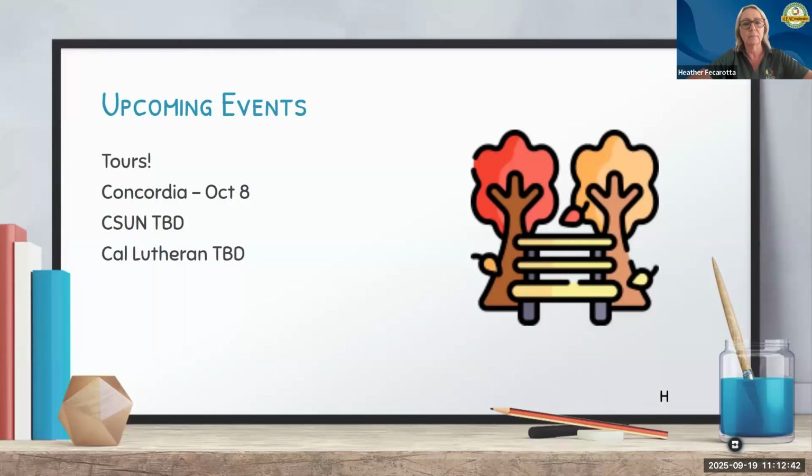So we'll be there touring all of you with the tour guides at Concordia. We are also setting up CSUN this year and Cal Lutheran and hopefully some others in the future. But right now, October 8th, it's a Wednesday, Concordia. Please join us. And I'll get the link and I'll drop the link to the hub when I can. I can't get it now because I'm sharing my screen, but I'll get that for you before we leave during our Q&A.